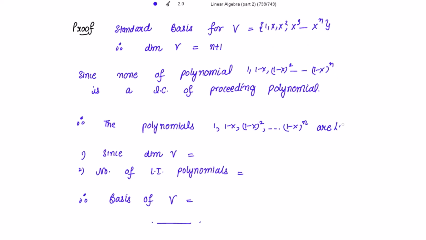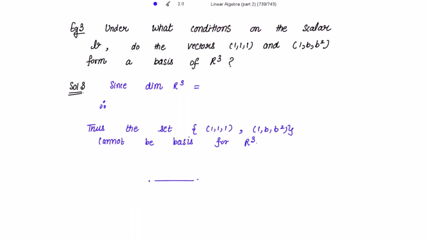Which means these polynomials are linearly independent. Now the dimension of V is n plus 1. In this linearly independent set, how many polynomials are present? n plus 1, which is the same as the dimension of V. So these form the basis. So these are the basis for V. Fine. Alright. Let's move on to the other example.